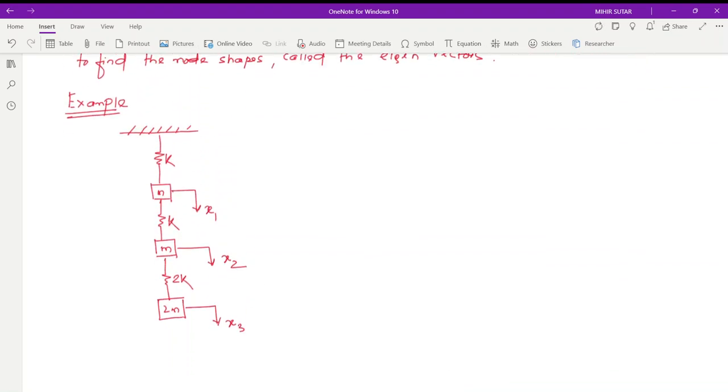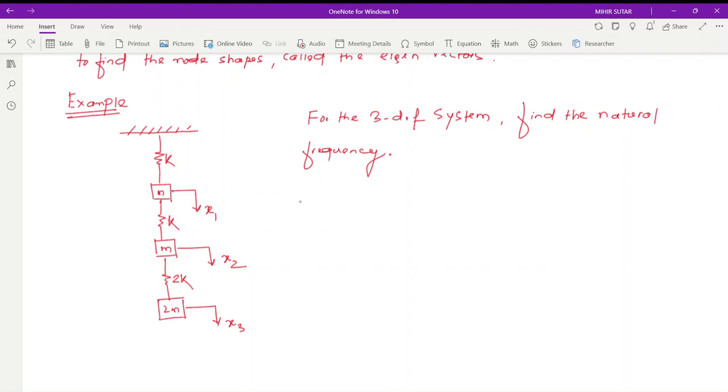Now for this 3 degree of freedom system, the question is to find the natural frequency. A simple format we will start with.